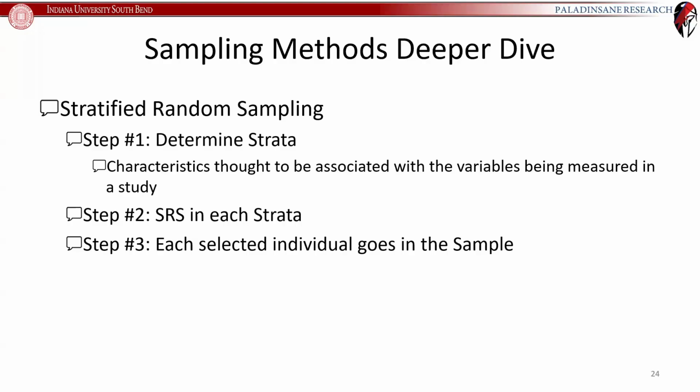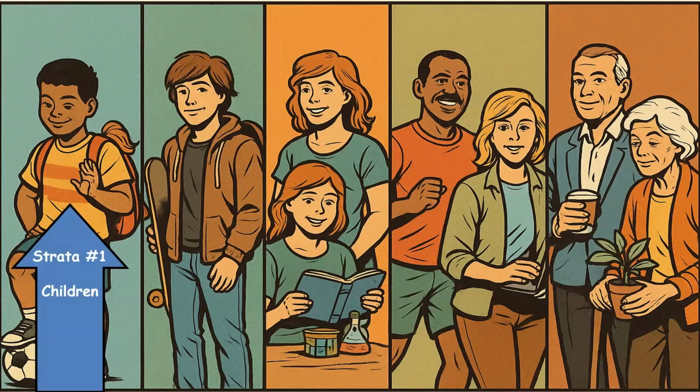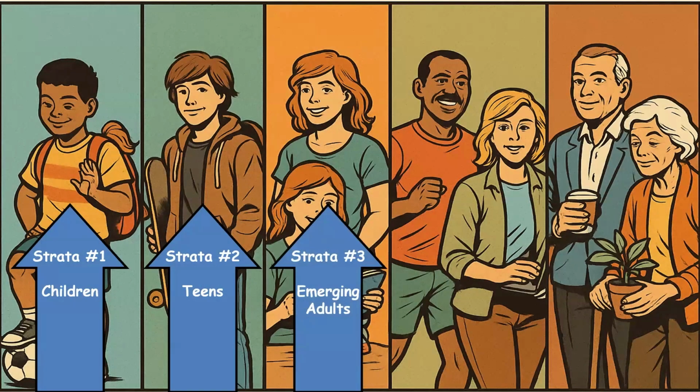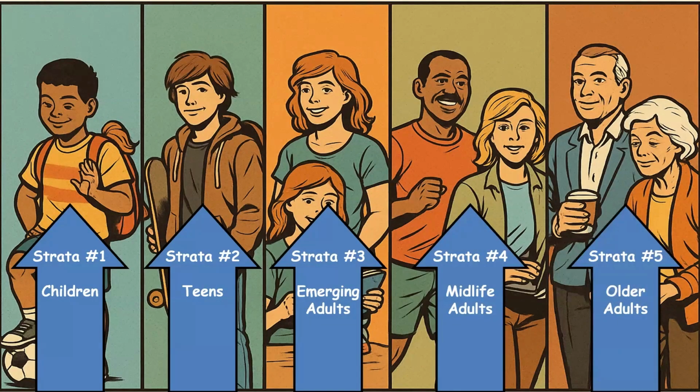So I might say to myself, hey, I'm interested in memory, but age is a characteristic thought to be associated with that memory variable. So I'm going to split my population into strata before I do my random sample. I'm going to split this population into 5 strata. Strata number 1 is going to be children. So strata number 1 is the population, but only the children. Strata number 2, those are teens. Strata number 3, those are emerging adults. Strata number 4, midlife adults. And then strata number 5, older adults.